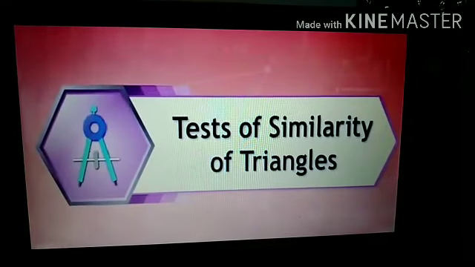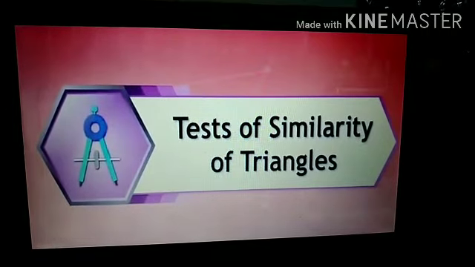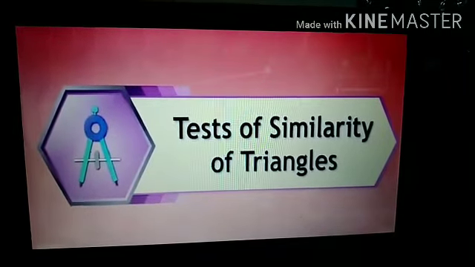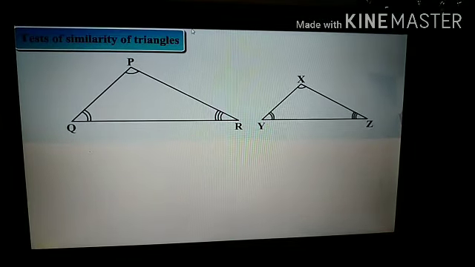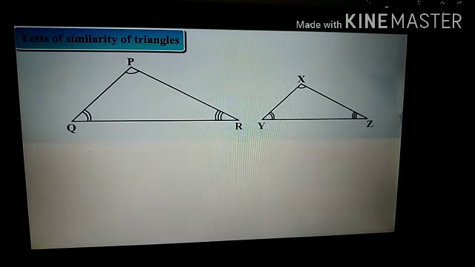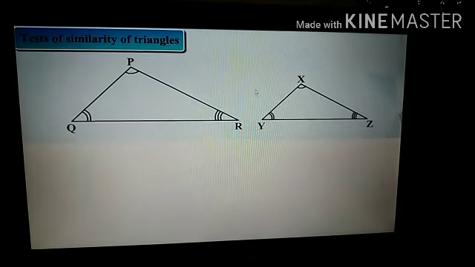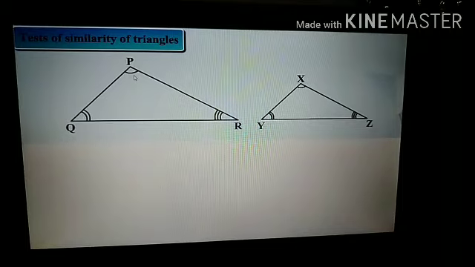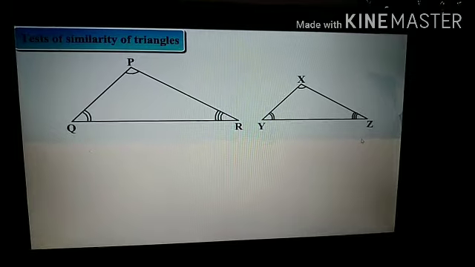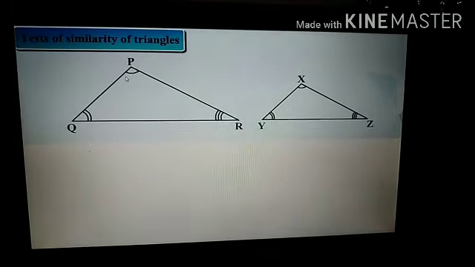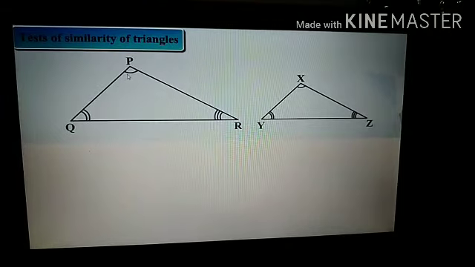Today we are going to start with a new concept called test of similarity of triangles. As you can see on the screen, we have two triangles, triangle PQR and triangle XYZ. When you look at these triangles, we can see some similar markings in triangle PQR and triangle XYZ. So what are those markings? In triangle PQR, angle P has a single curved line, and angle X also has a single curved line.